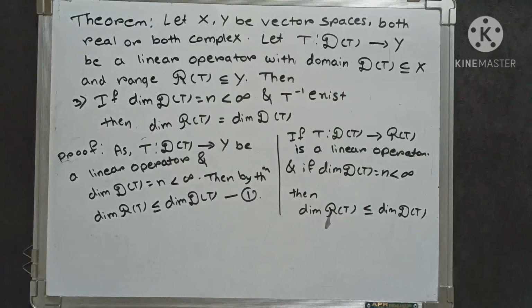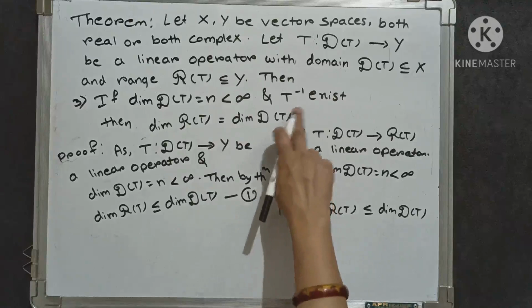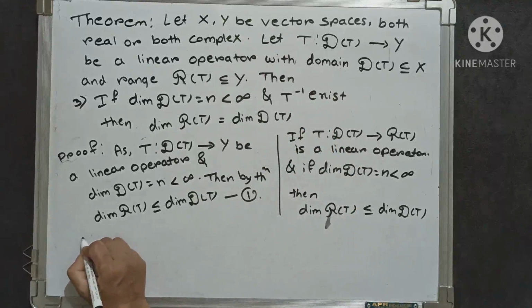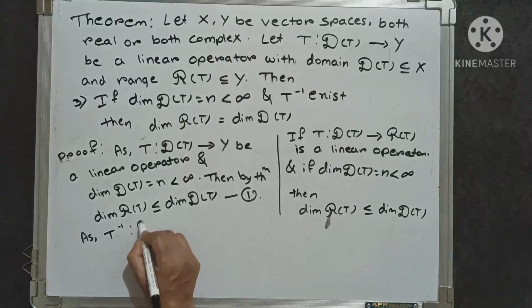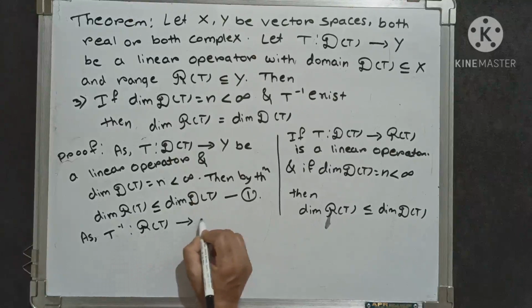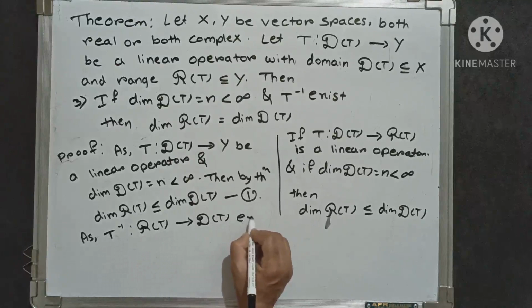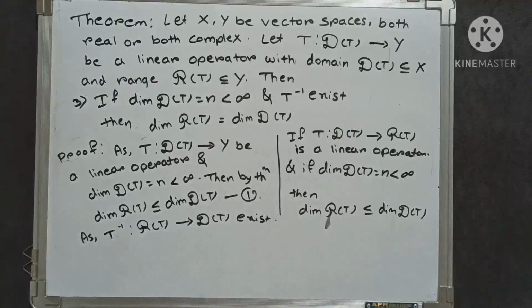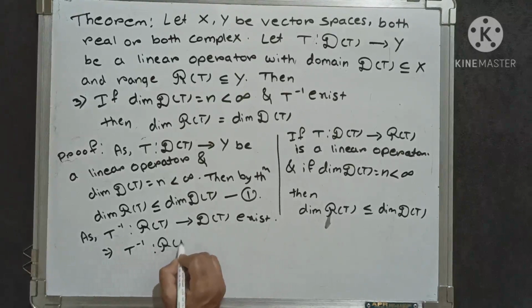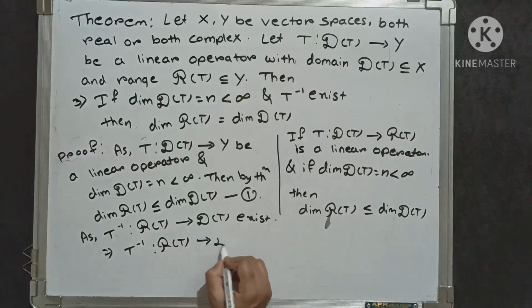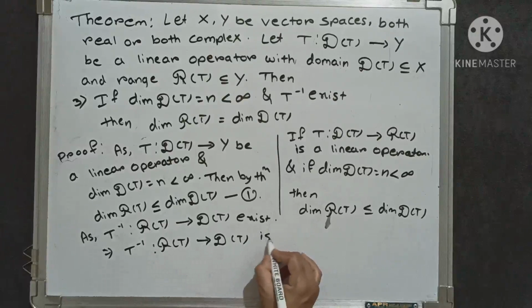Now again, here it is given that T inverse exists. The mapping T inverse, which is from script R of T to script D of T, exists. But in the second statement of this theorem, we have shown that if T inverse exists, then it is linear. As T inverse exists, this implies that T inverse, which is from script R of T to script D of T, is a linear operator.